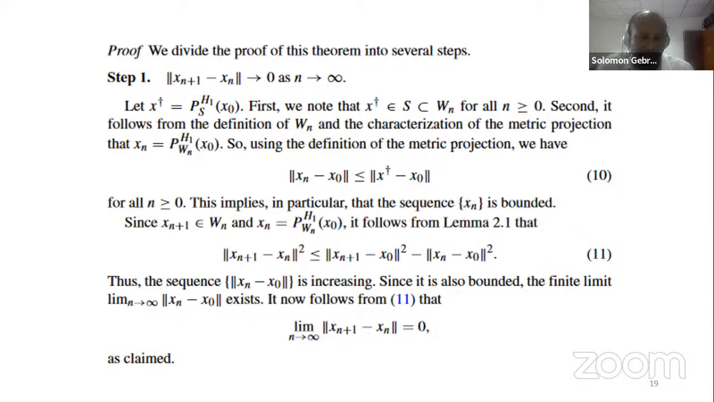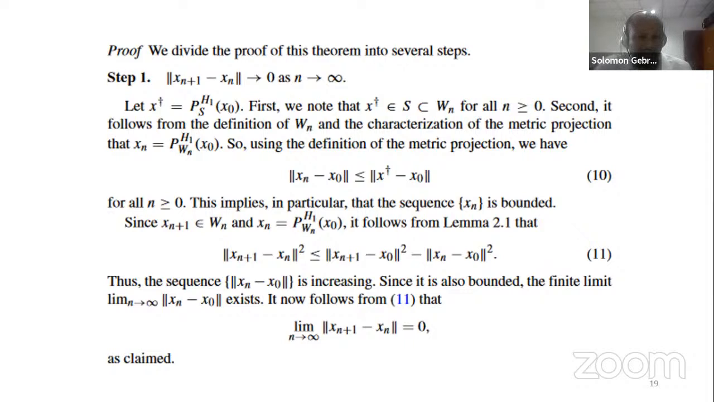From this equation, we can see that the sequence of the norm of Xn minus X0 is increasing. We can omit the second expression under the negative sign, because the right-hand side is less than the left-hand side, and it is also less than the norm of Xn+1 minus Xn squared, which is less than or equal to the norm of Xn+1 minus X0. So this will show us that it is an increasing sequence.